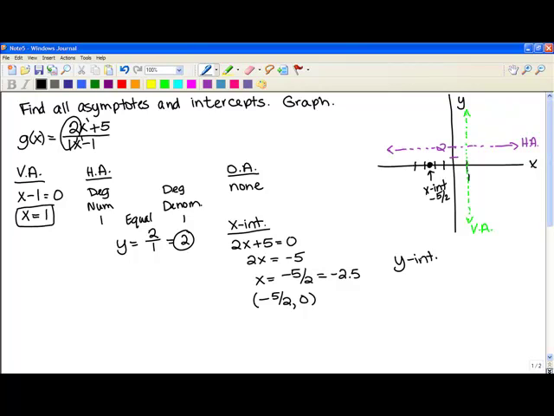Finally, we'll find the y-intercept, and to do this, we'll plug in 0 into the function for every x value. This will give us 5 divided by negative 1, or negative 5. The point for the y-intercept is 0, negative 5. So the function will cross the y-axis at negative 5.